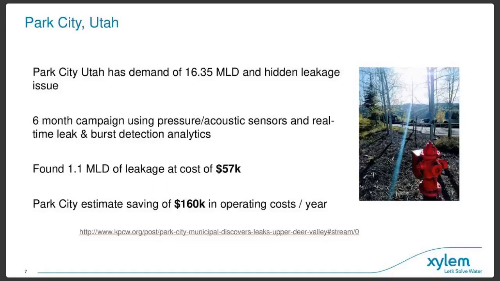So what they did was a 6-month campaign using pressure and acoustic sensors and combining that with real-time leak and burst detection analytics to turn the lights on in that area, to understand where the leaks and bursts are happening. During that 6-month period, they were able to find 1.1 MLD of leakage that hadn't surfaced at a cost of about 57K. And they reckon they've saved about 160K in operating costs per year in doing that.